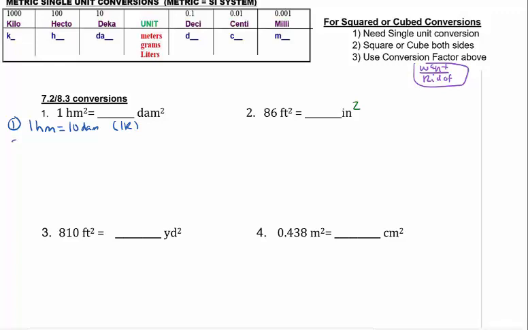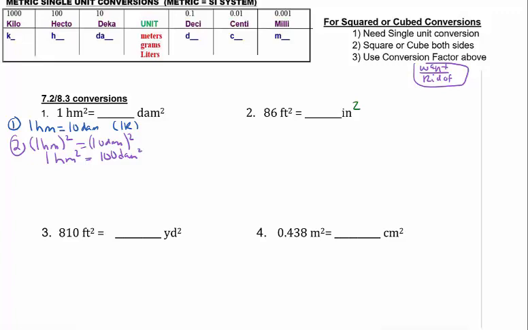Step 2, we now look at it and we need squared units. So we are going to square both sides. 1 hectometer squared equals 10 decameters squared. This gives me my conversion factor. 1 squared is 1. 10 squared is 100. So this is going to be my conversion factor.